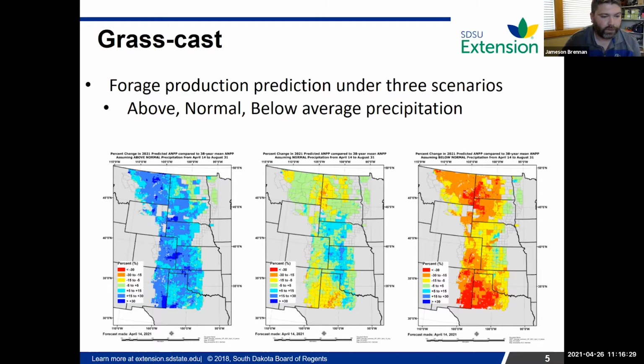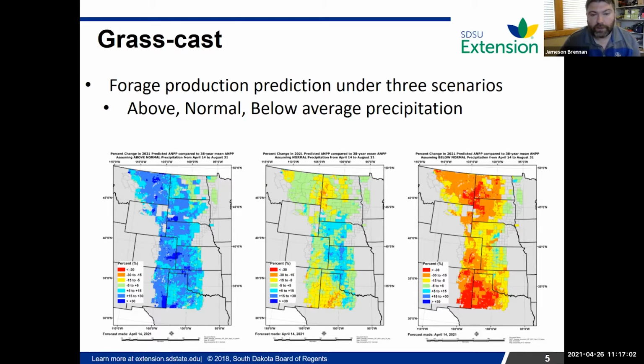And so all those blue areas, you might have 15 to 30% increase in forage production if we get above normal precip, so best case scenario. If we get normal precip, you can see here on that map what they might expect. And something to note there in that northwest corner of South Dakota, even if we do get normal precip from this point forward, they're still expecting maybe 15% or more reduction in forage production within those areas. So even if we're under a normal scenario.